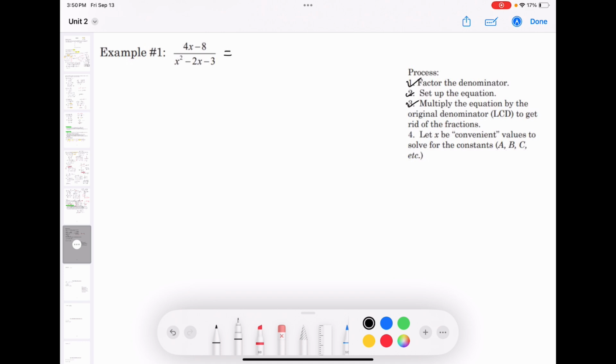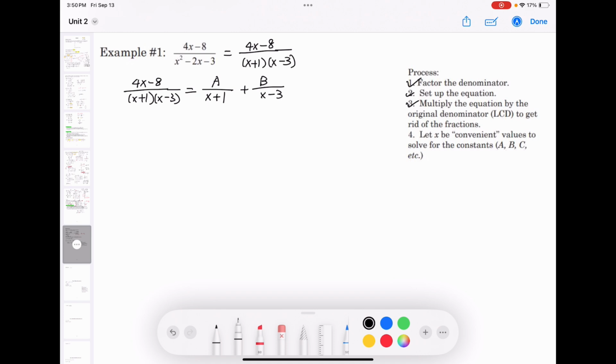Let's see. Factor the denominator. On the top, it is 4x minus 8, and the denominator can be factored by using the AC method. Okay, it is x plus 1 times x minus 3. Okay, so we can set up the equation. That is 4x minus 8 divided by x plus 1 times x minus 3 is equal to a constant number A all divided by the first factor plus B over the second factor. So if I can know the A and B's value, we're done.